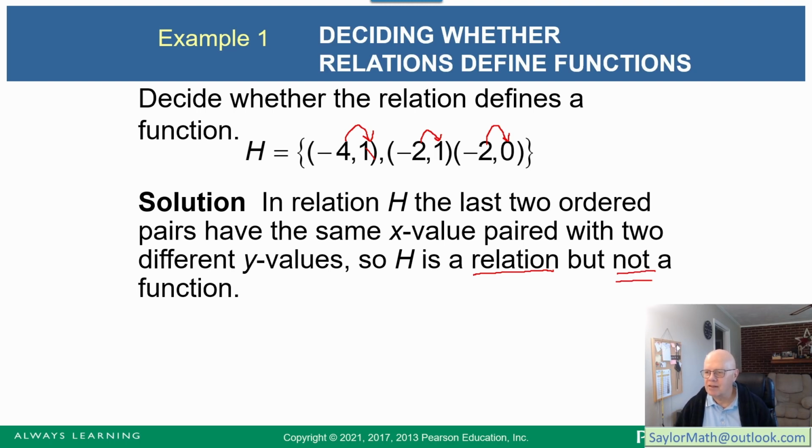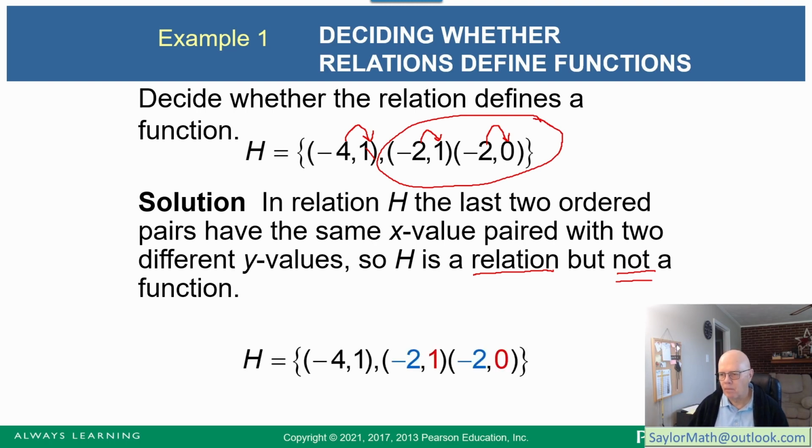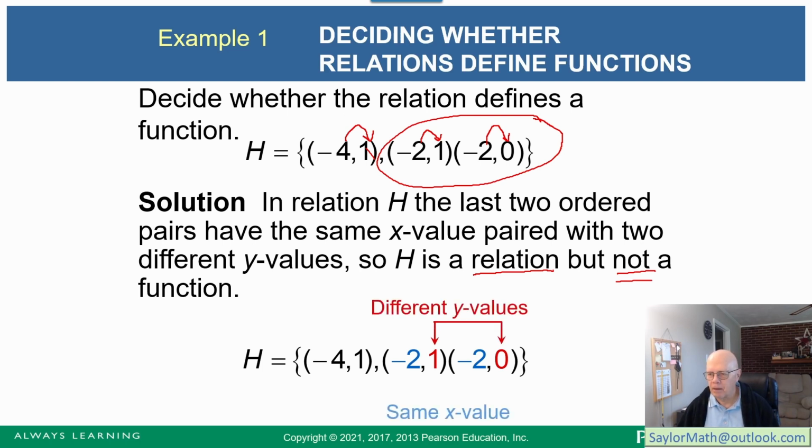because of these two right here, and -2 going to 1 and 0 makes it not a function. And there in red is the explanation of why. You've got the same x value, different y values, not a function.